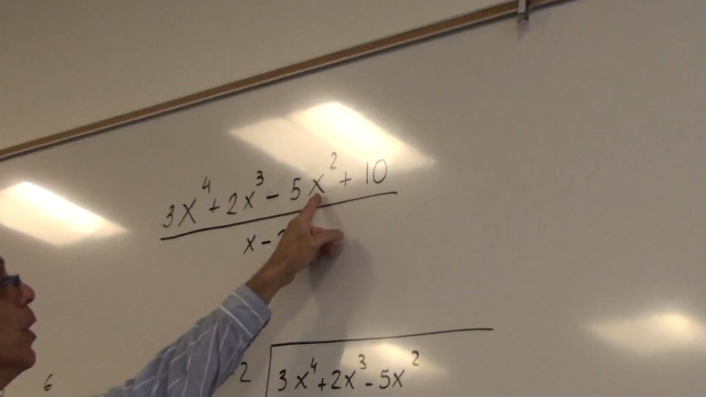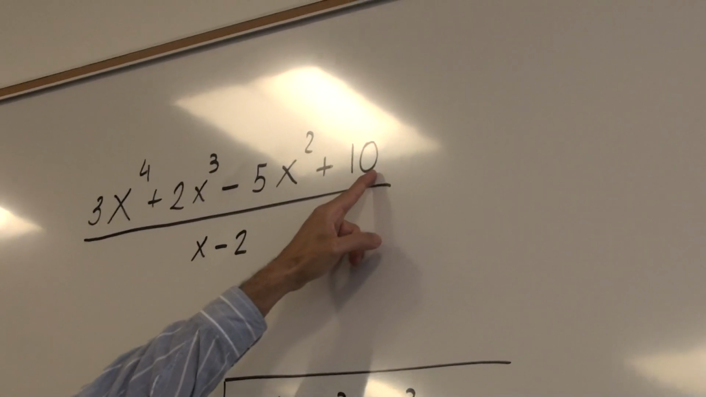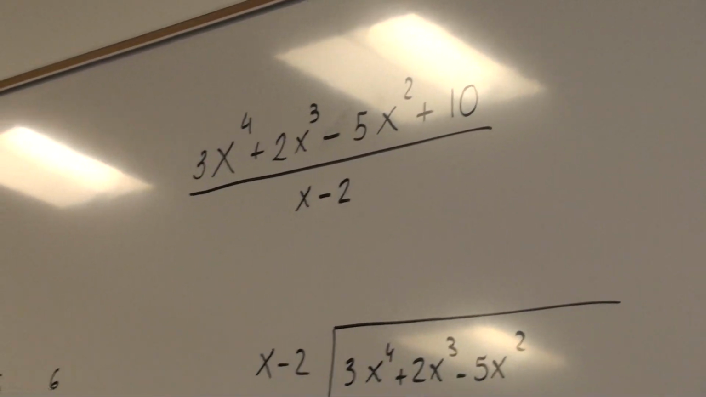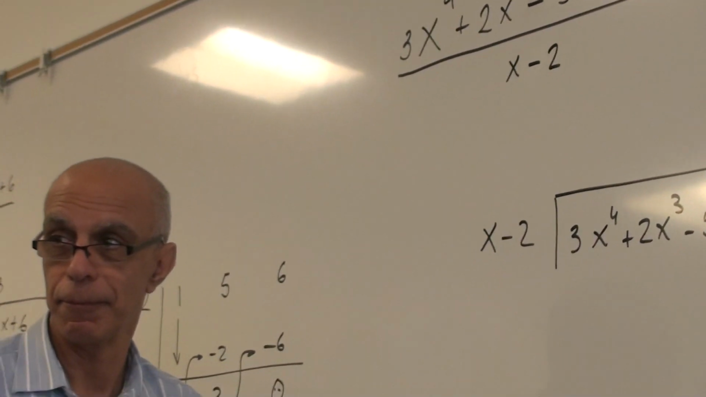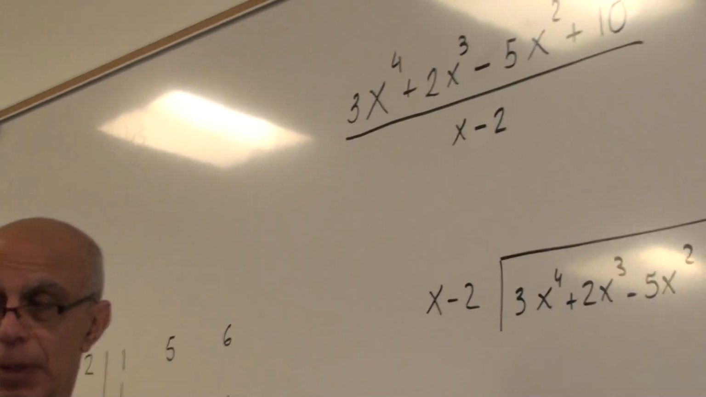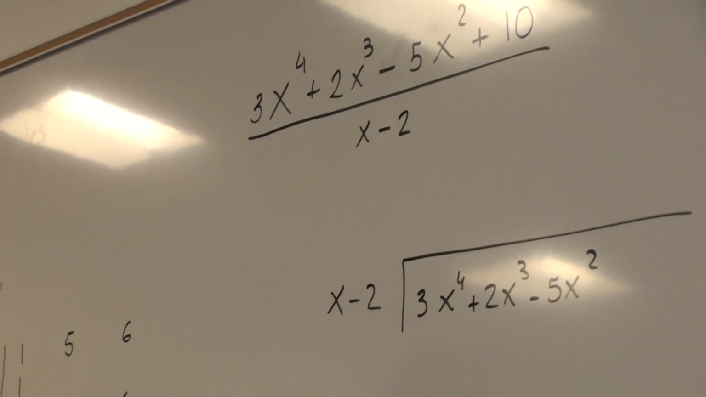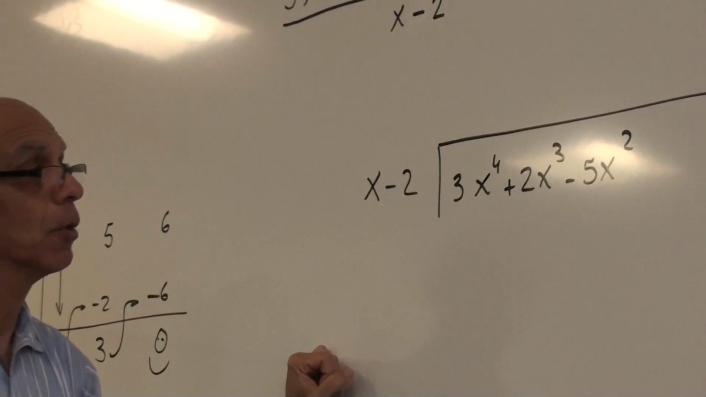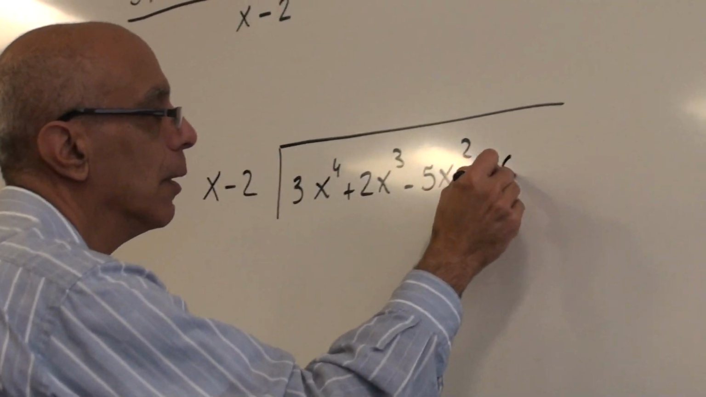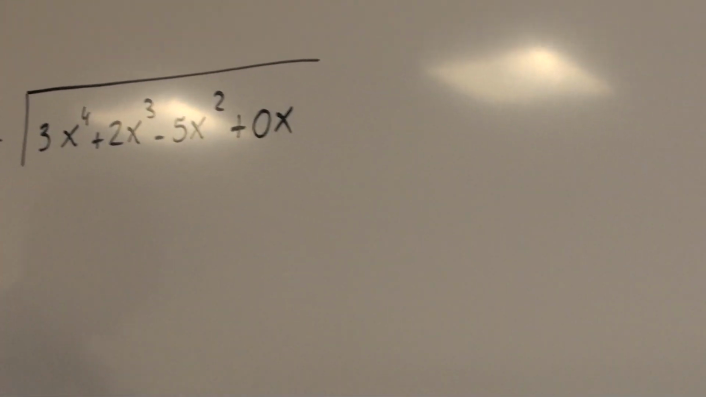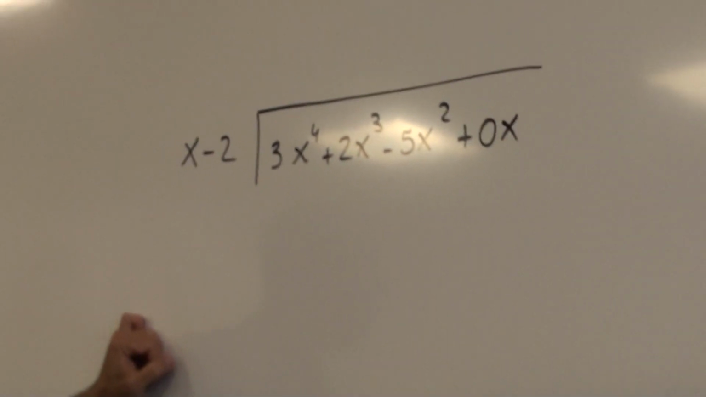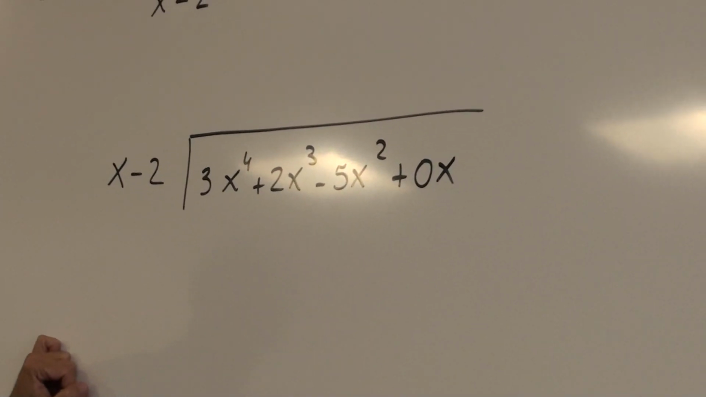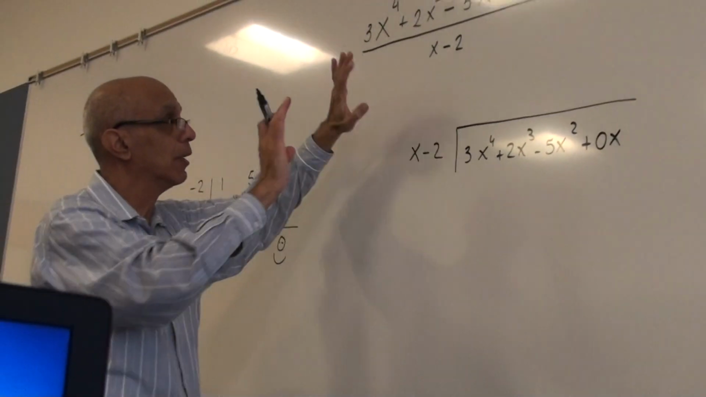Between x squared and 10, there is something missing there. There is a term that is not there. The x, right? The single x is not there. So we're going to represent that by 0x. It's not there. It's like 0 times x. Is it missing because it's not on the 10? Well, it's missing, this is the polynomial.